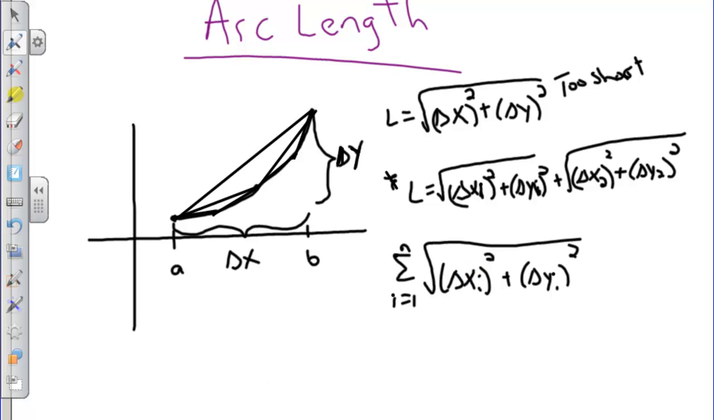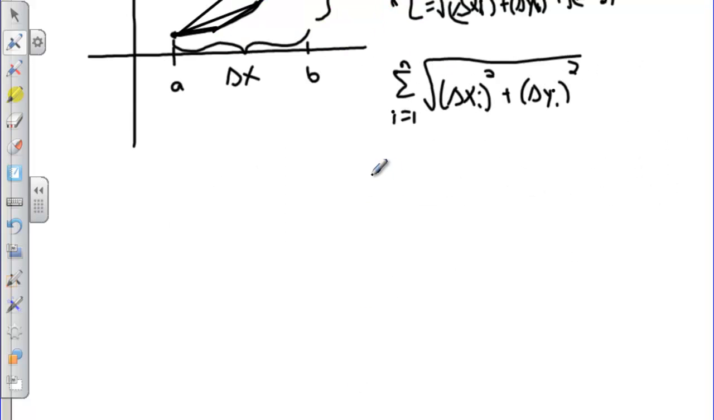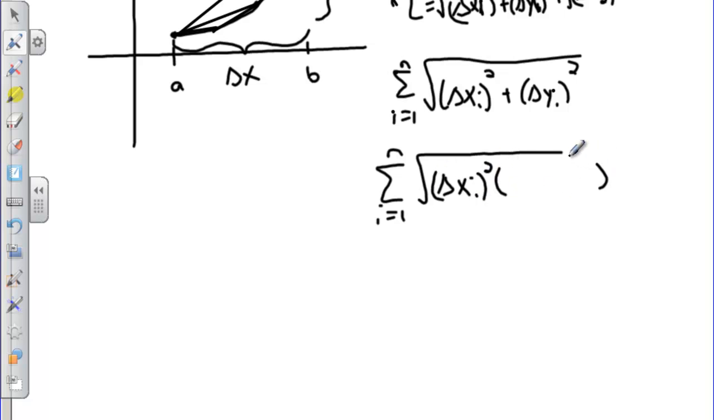So let's take a look at what that looks like. If I have my summation from 1 to n, open up my square root. If I factor out a delta x sub i squared, what does that leave? That leaves 1 plus delta y over delta x sub i, squared.